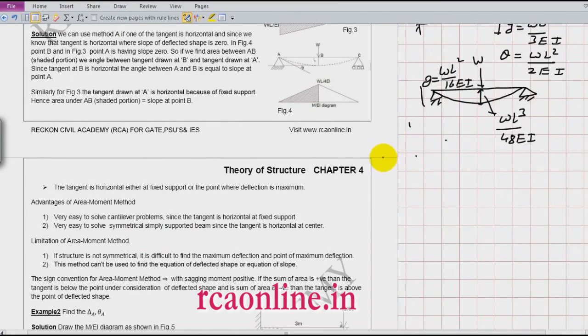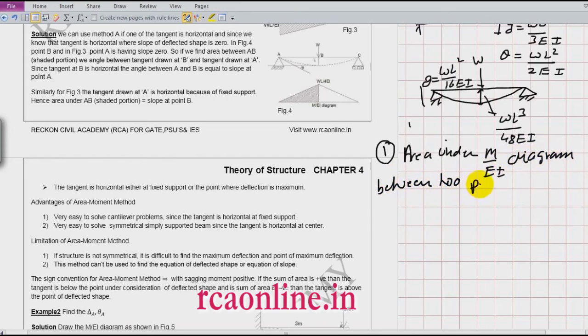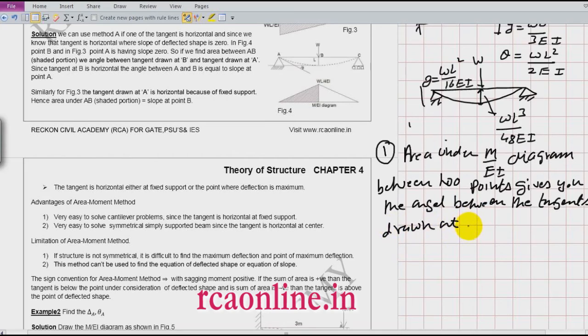So you remember two things. I again revise it. First, the area under the M over EI diagram between two points gives you the angle between the tangents drawn at those points. Clear?